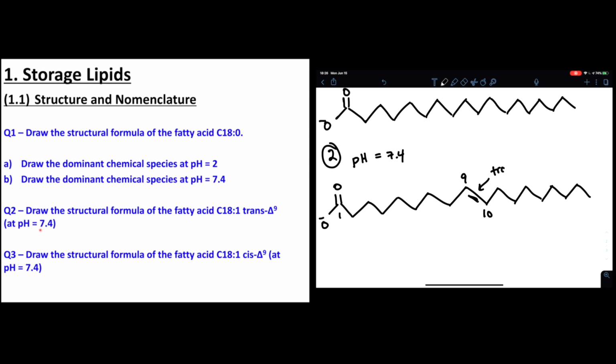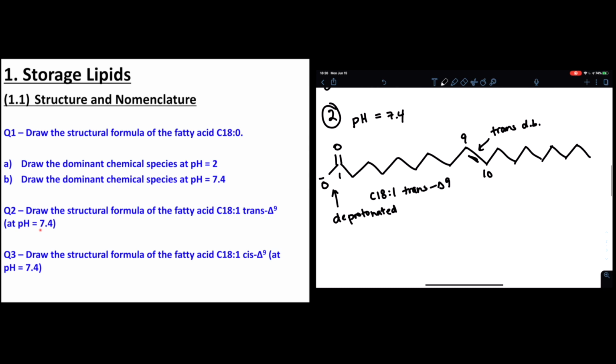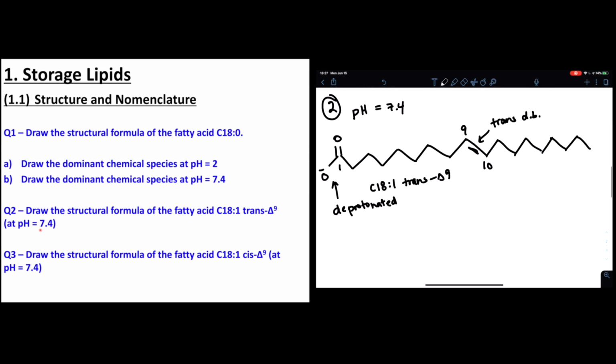And this is a trans double bond. Why is it a trans double bond? It's because the carbons are on opposite sides of the plane of the double bond. So it's a trans double bond. So this is going to be C18:1 trans delta 9. And we're at pH 7.4, so this carboxyl group is going to be deprotonated for the dominant species. So that's a trans double bond.